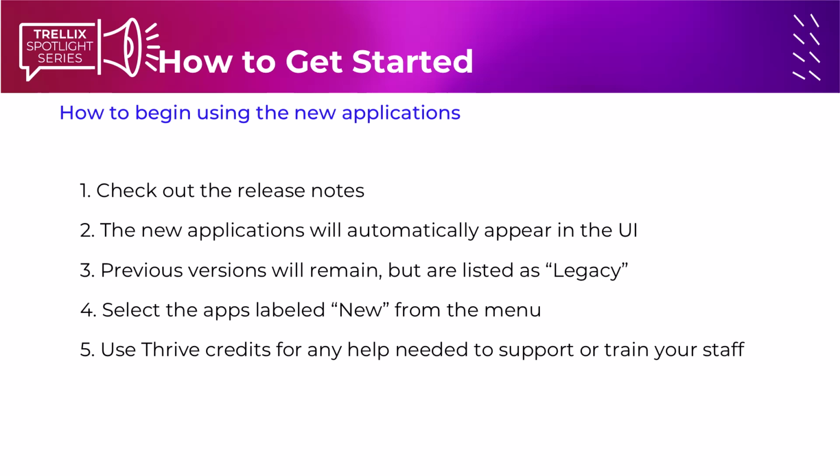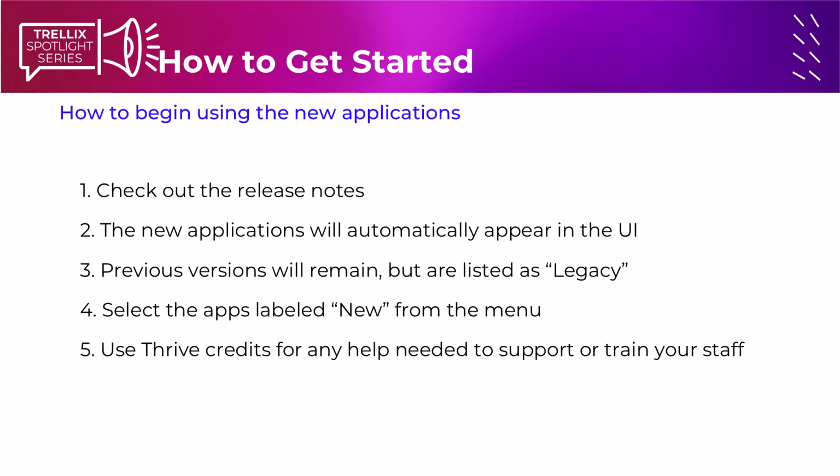So how do you get started? How do you begin using these new applications within your Helix Connect environment? First is check out the release notes. There you can find all the info that you may need to get up and running on these new applications. Number 2, the new applications will automatically appear in the UI. No need to enable these. These will automatically show up within your Helix Connect environment.